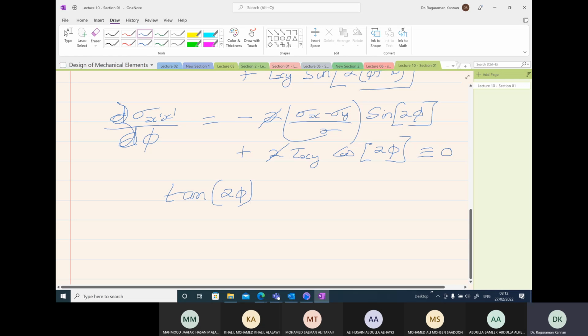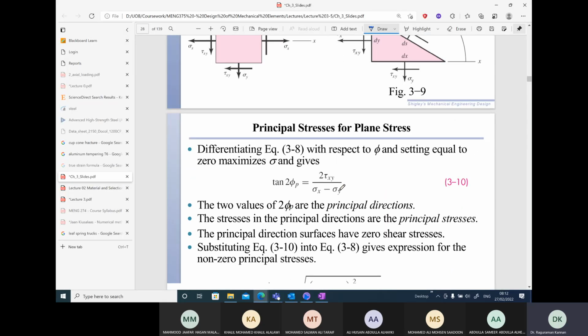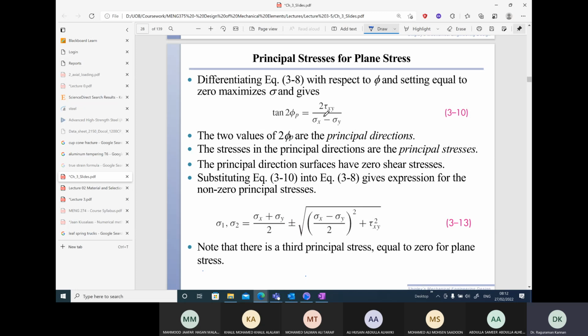Okay, and this is the principal direction, so we can write phi p for principal direction should be equal to tau xy over sigma x minus sigma y over 2. So this is the formula for principal stress direction. And you can see the same formula here.